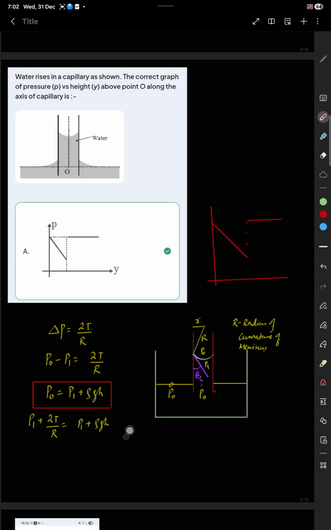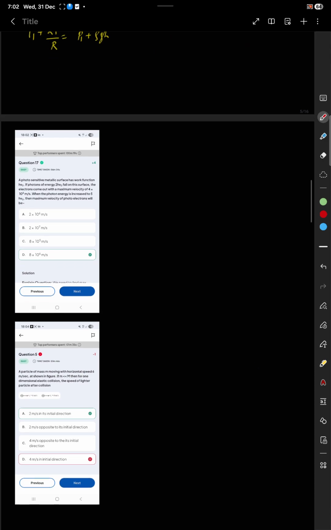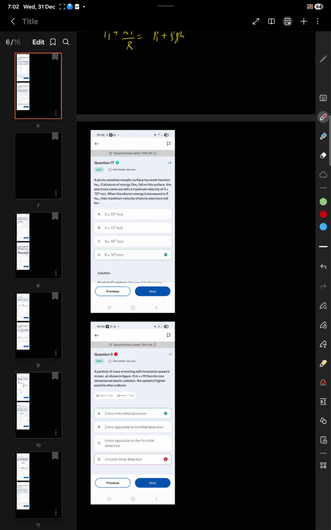Okay, so the whole explanation is given here, and if you want further detail, just go through my fluid lecture once. Now moving on to the next question. Just a minute.